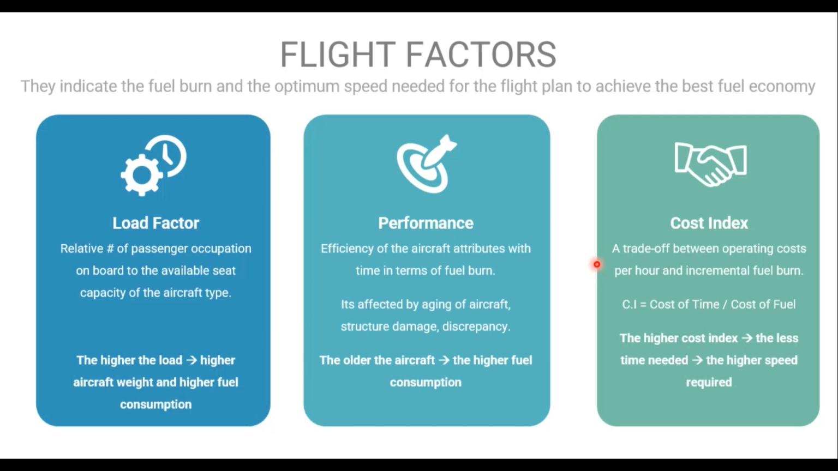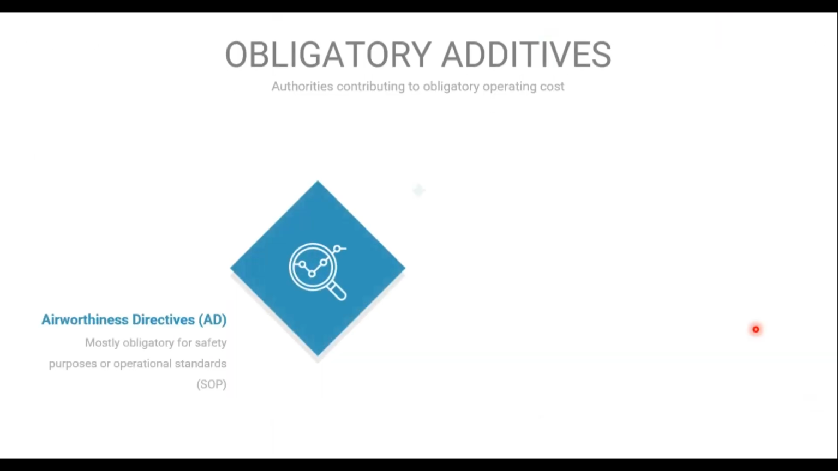Okay, thank you. So basically, whenever you increase the cost index value and you put it in your flight management system, the aircraft speed will certainly increase, because that means the cost of time is higher than the cost of fuel. Which means I need to reach my destination in a shorter time, and I need to increase the speed of the aircraft. This is what happens. So higher cost index, higher speed of the aircraft.